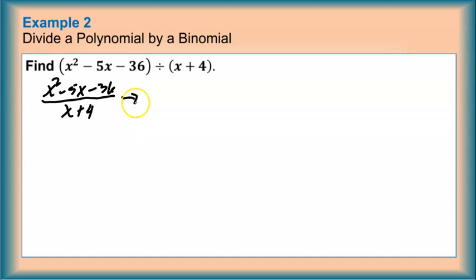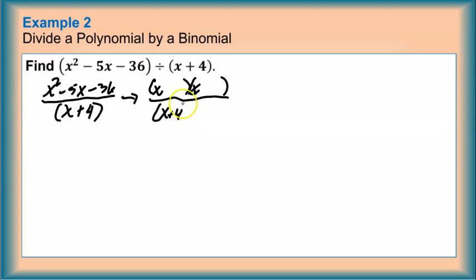Now I want to factor the numerator. And the reason why I'm going to factor the numerator is so I can see if x plus 4 is a factor of that trinomial on top. So I've got to think, what two numbers do I multiply to get negative 36, but add together to give me negative 5? Well, one way to start is if you look at the binomial in the bottom. Here I have x plus 4 in the bottom.